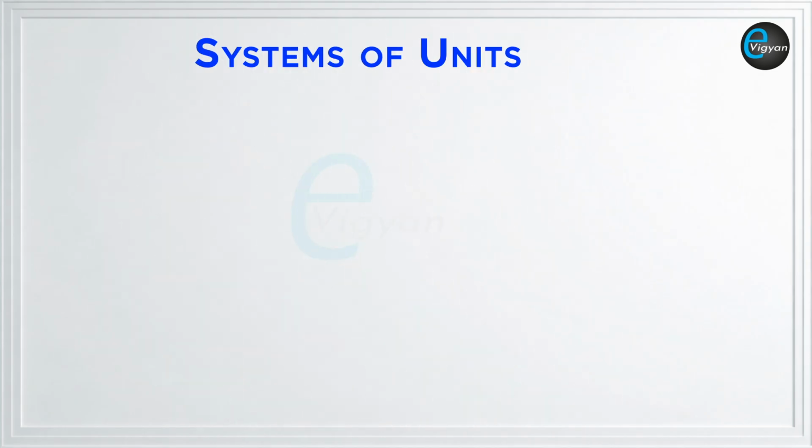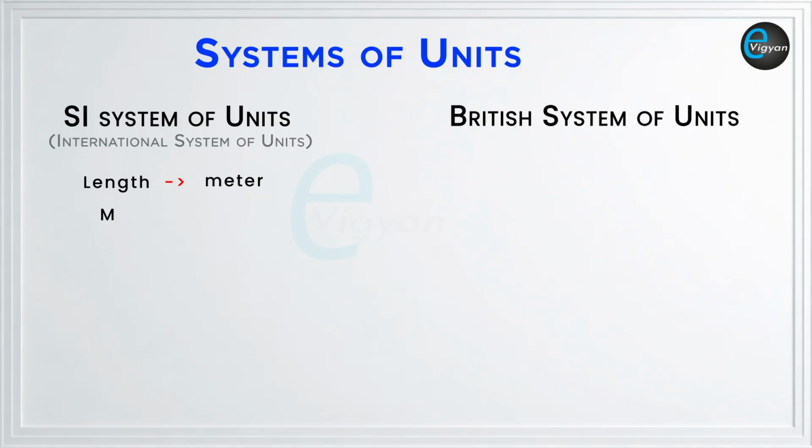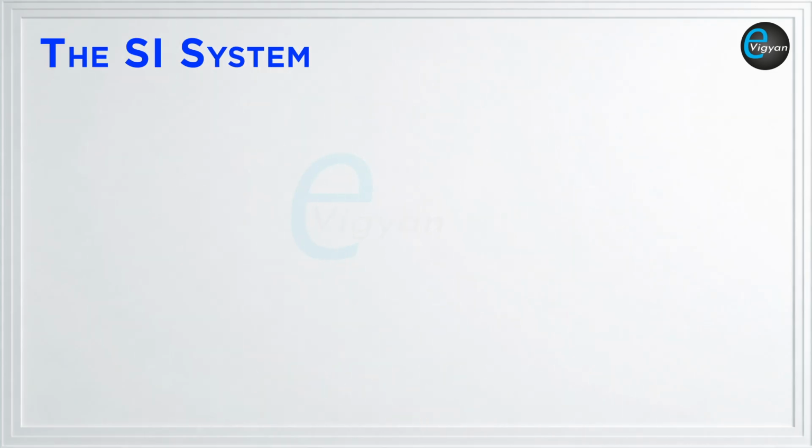Over time, different systems of units were developed. The two most common ones are the SI system and the British system. In the SI system, length is measured in meter, mass is measured in kilogram, and time is measured in second. From these, we get derived units like Newton, Joule, and watt. While in the British system, length is measured in foot, mass is measured in pound, and time is measured in second. The SI system was officially adopted in 1960.